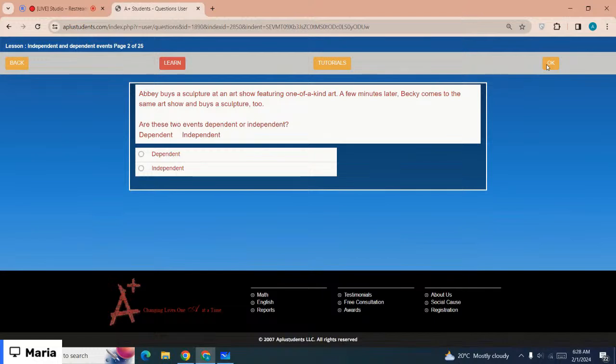The correct option is they are the independent events, right? Because the outcome of the second event is not affected by the first one. So they are the independent events.